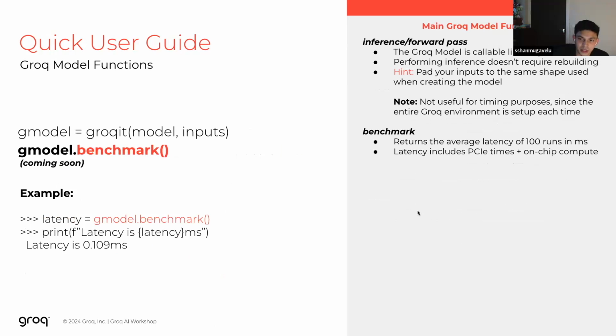You also have a benchmarking feature for GroqFlow. So you call benchmark on the Groq model, and it returns the average latency of 100 runs. You can also specify the number of repetitions. The result is in milliseconds, and this includes the PCIe times and also the on-chip compute. So it's kind of an end-to-end example.